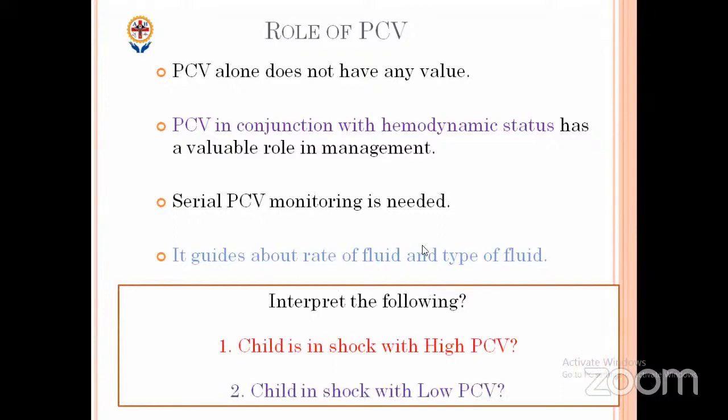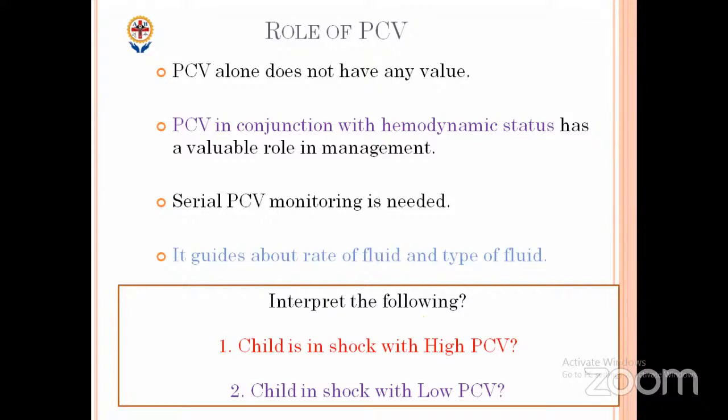So can anyone interpret these two scenarios? One, the child is in shock with high PCV. Second, the child is in shock with low PCV. Child in shock with low PCV, some internal hemorrhage or something is happening, sir. Good, that's why PCV has dropped. So high PCV is capillary leak. Everyone knows these are the two common situations we encounter in dengue shock.